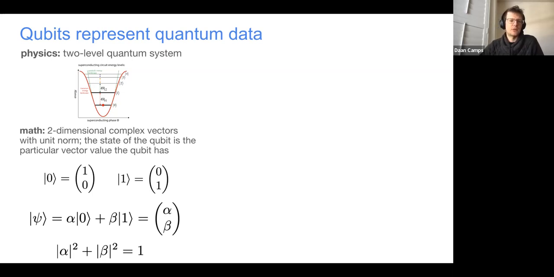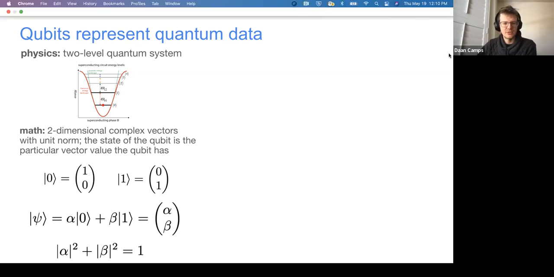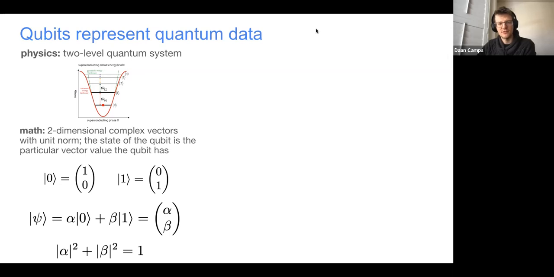So how we usually do this in math is we choose a basis for our vector to live in, and a common basis is the elementary basis. So we assign the ground state to the (1, 0) vector and the first excited state to the (0, 1) vector. And then we can describe the state of a qubit as a linear combination, or a superposition, of these two basis states.